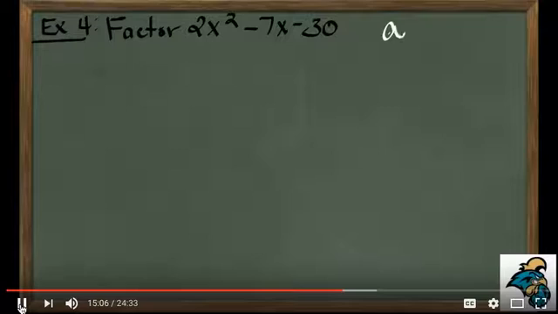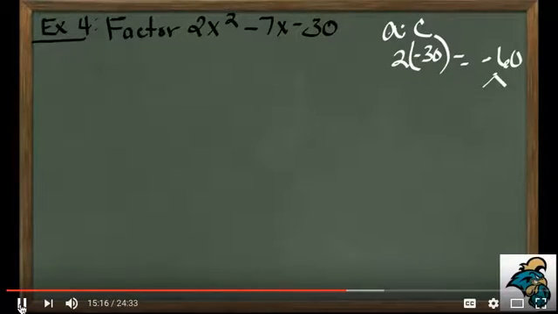So what I need to do is I need to take my A times my C. So in this example, my A is 2, so I'm going to have A times C, 2 times negative 30, which gives me negative 60. What are factors of negative 60 that are going to add up to negative 7? Well, if you need to pause it, please do. It's going to give me, let me get my cursor back, my apologies. That gives me negative 12 and positive 5.